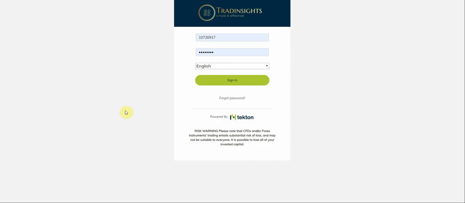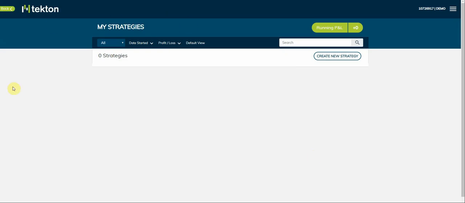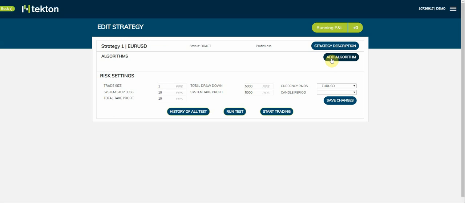So this is the welcome screen, Trading Sites Algorithmic Trading Software ATS powered by TEKTON. We simply sign in, accept the risk disclaimer, and up comes our strategy window. We're going to create a new strategy. We have no strategies running, but this is the My Strategies screen. We create the strategy by clicking there, and the first thing we're going to do is add the rules.